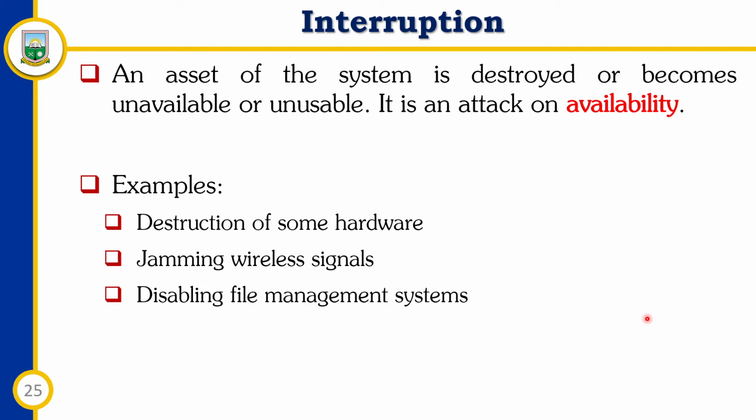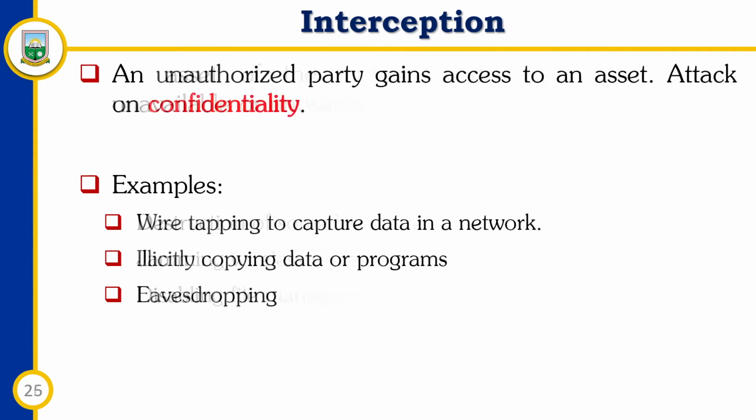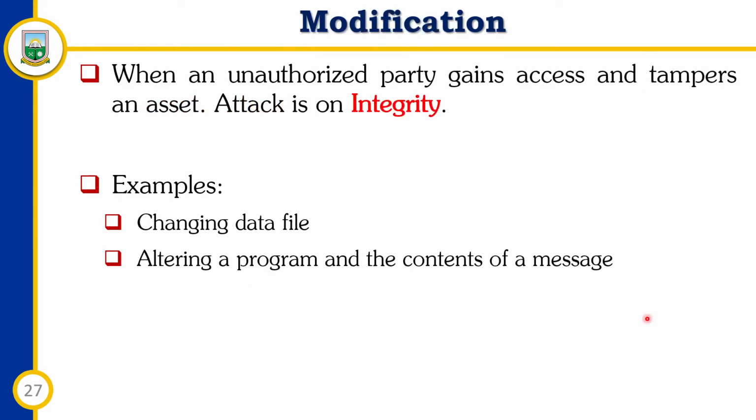Before, I talked about the CIA or the AIC triad. I think I will talk about it. So A in that sense is the availability, making it available for people to have access to.